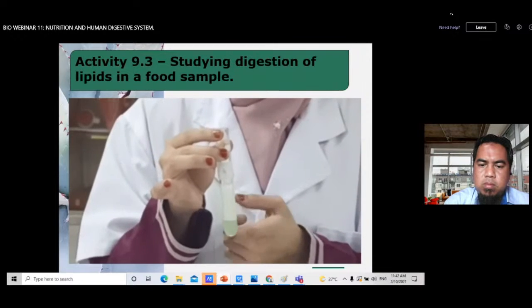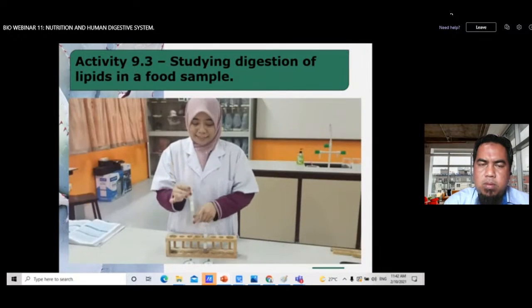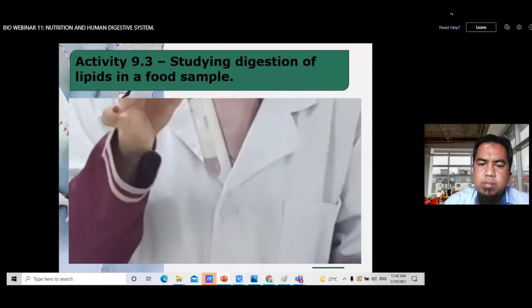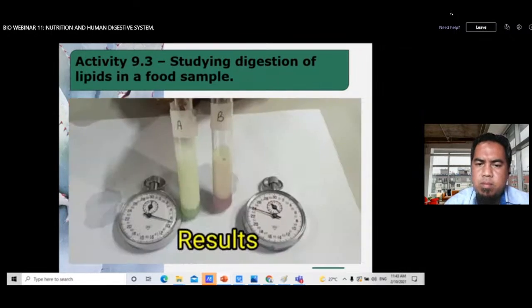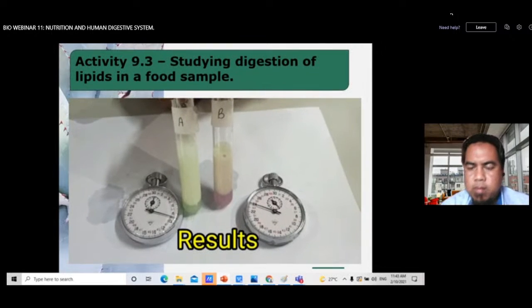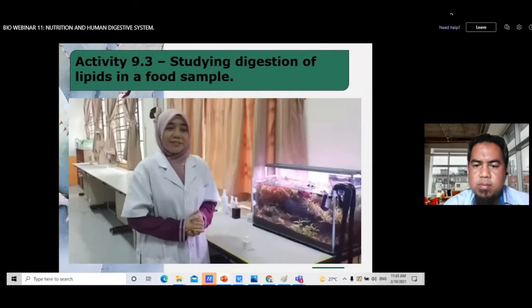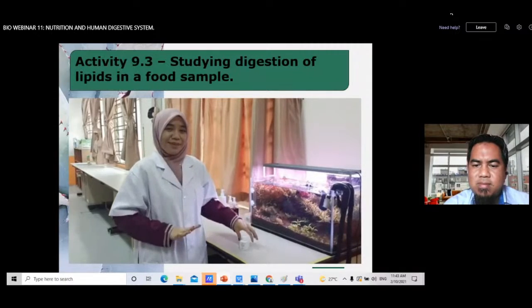The time taken to change the color from pink to colorless is 30 seconds, while for test tube B, the color remains unchanged. Thanks for watching and see you soon. Bye.